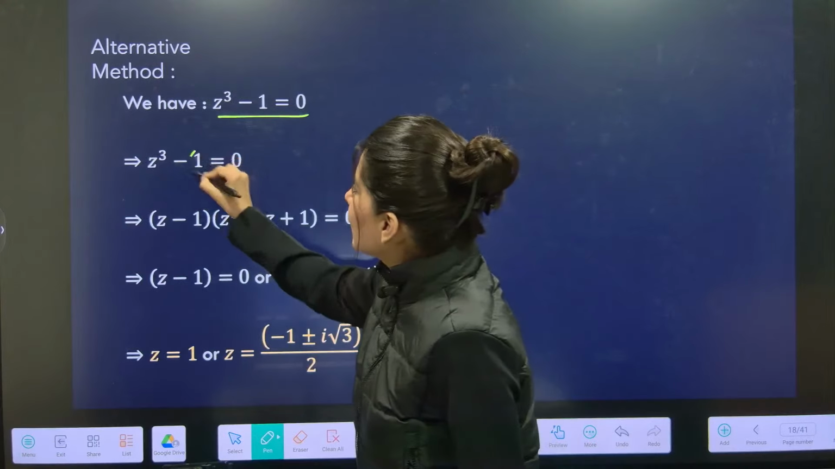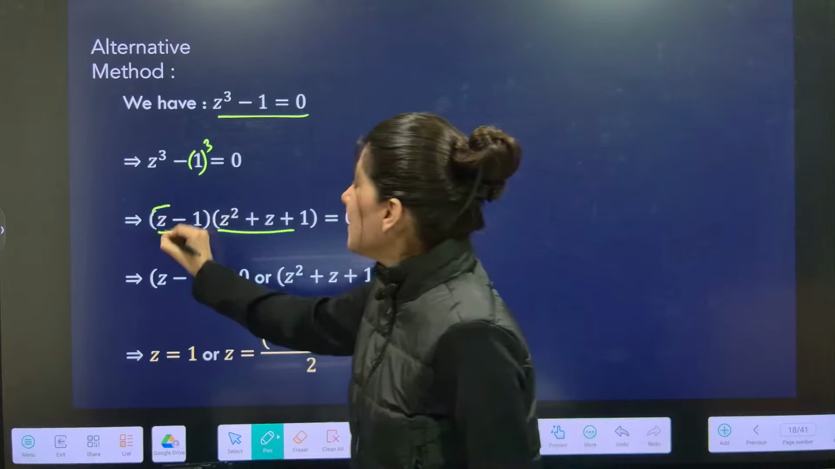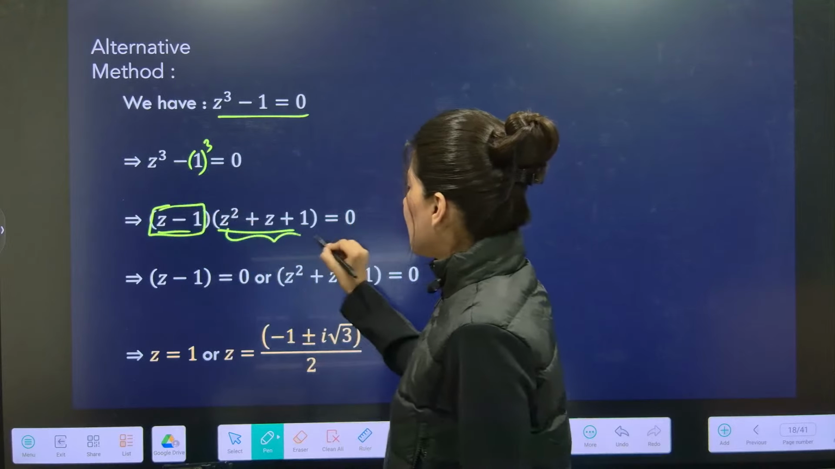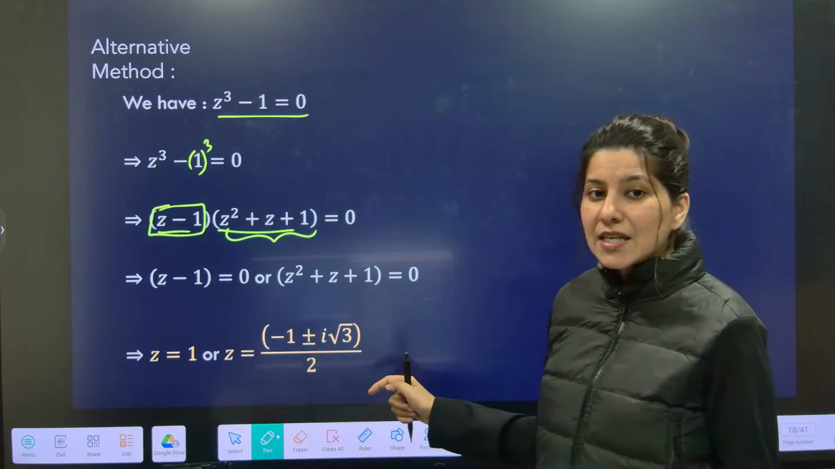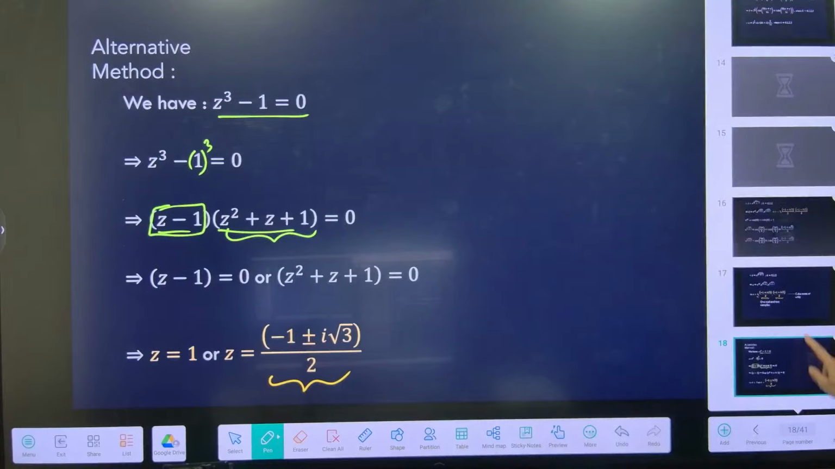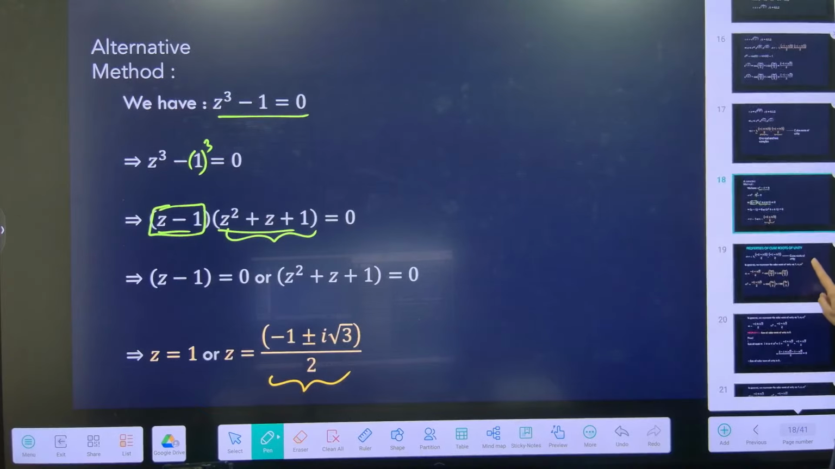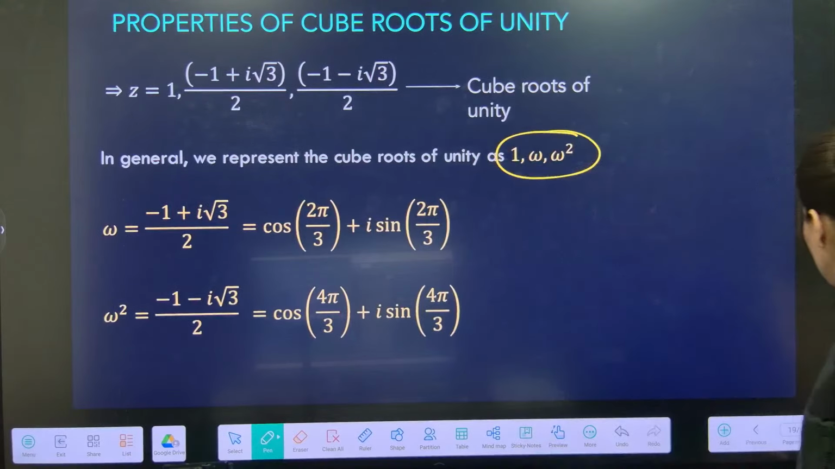Now factorize, a cube minus b cube: (a minus b)(a square plus ab plus b square). So from here z is equal to 1, and this is a quadratic equation. If you solve by the formula method, minus b plus minus square root of b square minus 4ac, you are going to get this as your answer. So again, you're going to get 1, omega and omega square as cube roots of unity.